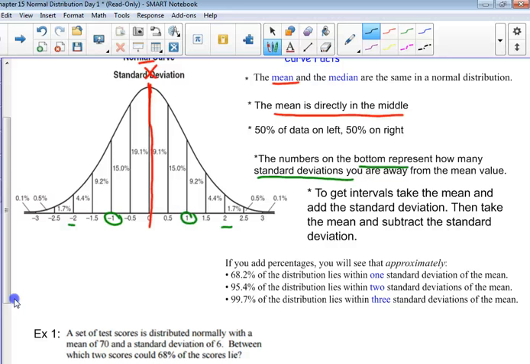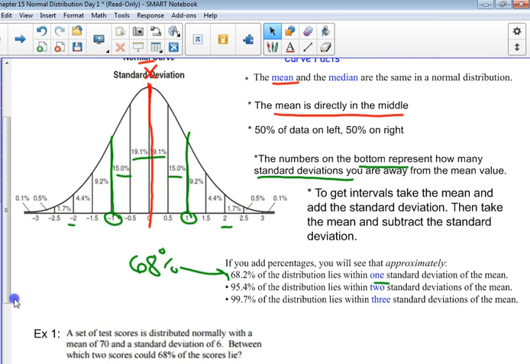In our curve, some of the things that are going to be really important that we're going to work with today, you want to memorize. 68.2% of your data is going to be one standard deviation away. So if you look between the -1 and the +1 and added up all these scores between them, it's about 68%. The other one that's going to come up a lot is two standard deviations away. If you went to the +2 and the -2 and added all these scores up, we'd be at about 95%.